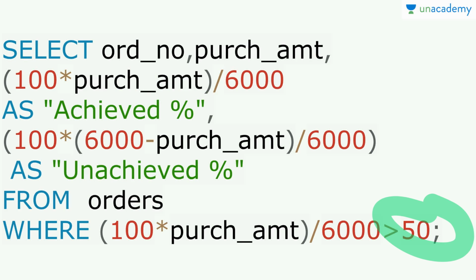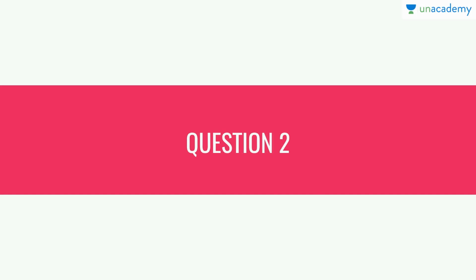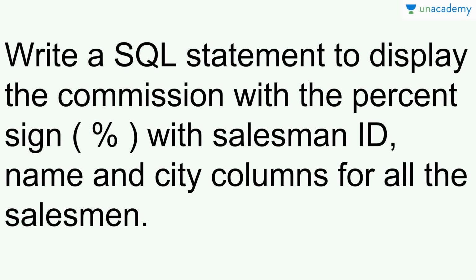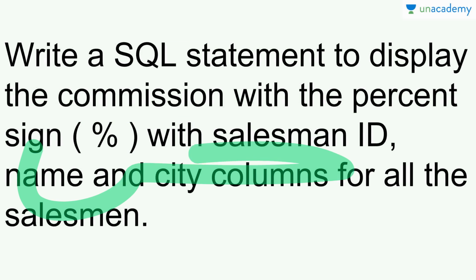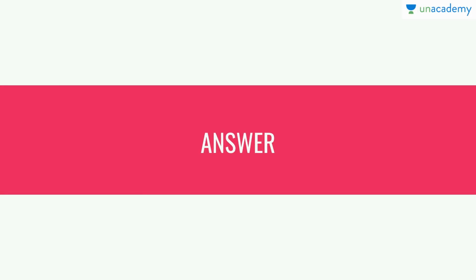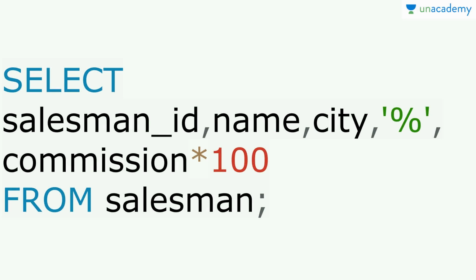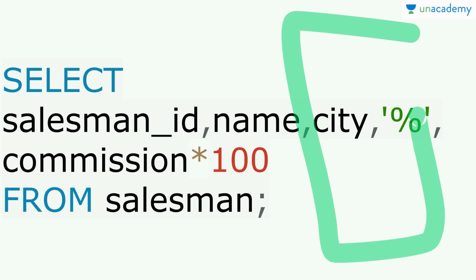Okay, so coming to the second question, write a SQL statement to display the commission with the percentage sign with salesman ID, name and city columns for all the salesmen. Okay, so the query will be: select salesman ID, name, city. Now here we have written percentage, so it will create a column having the value percentage.